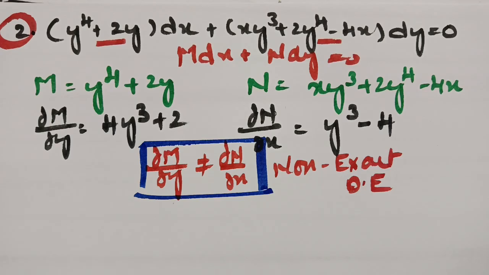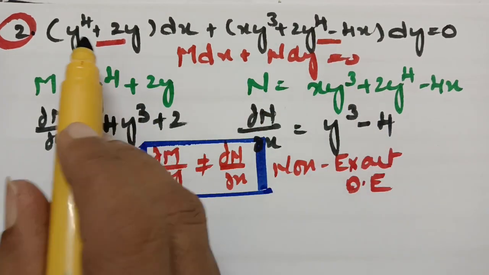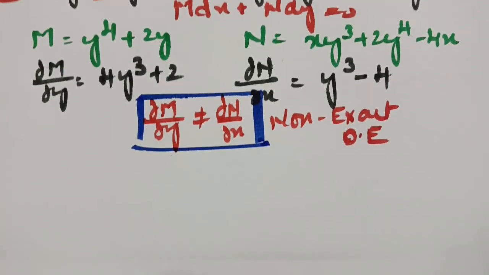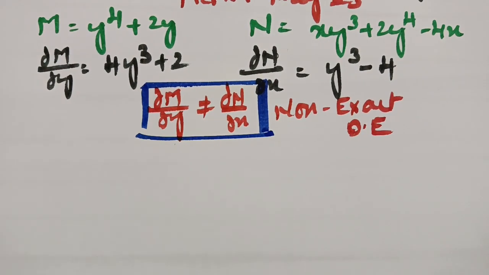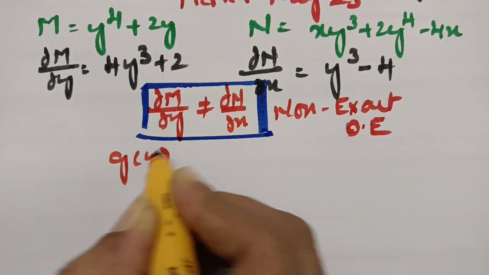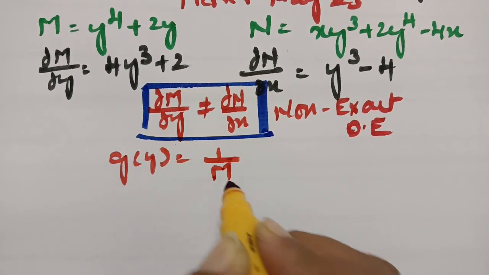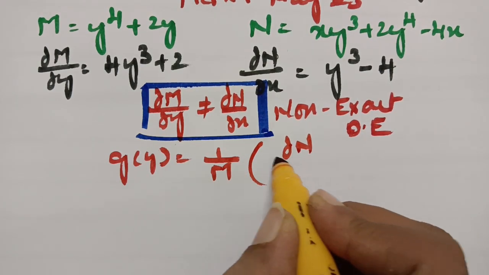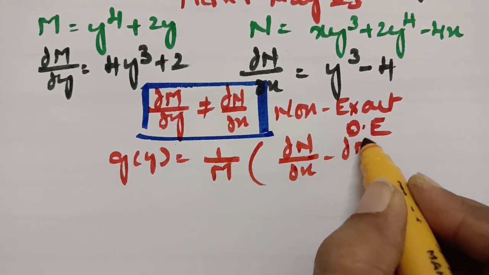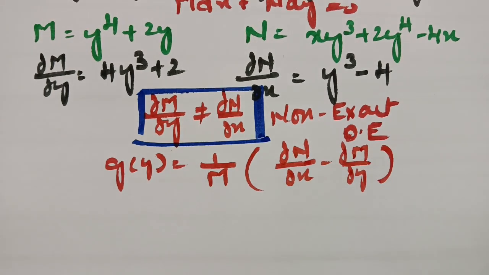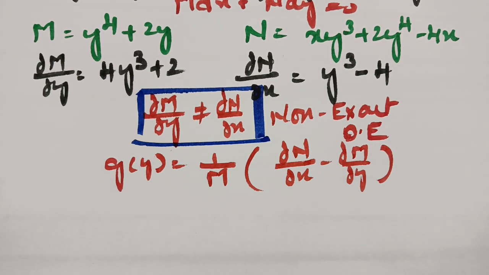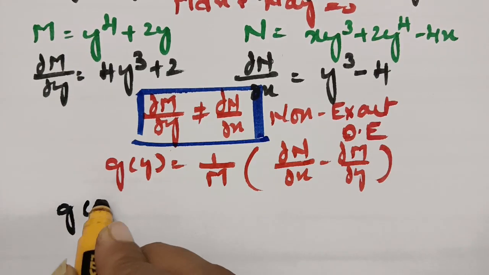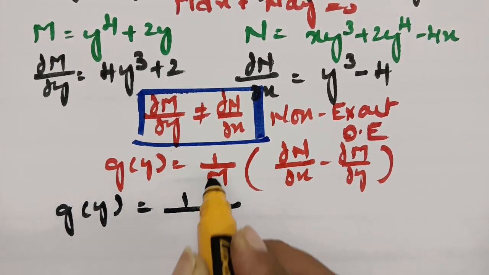So here, which one is the smaller one, m or n? m is the smaller one, so I'm going with g of y. See here the formula for calculating g of y. As m is smaller, I'll take 1 by m first, and if I start with m, we have to go with dou n by dou x minus dou m by dou y.